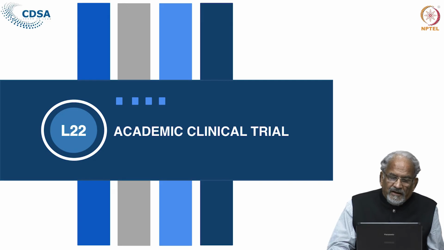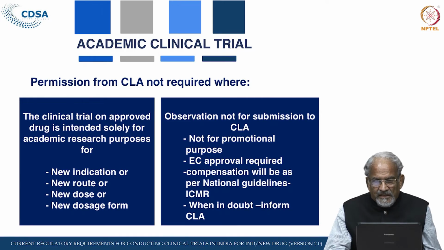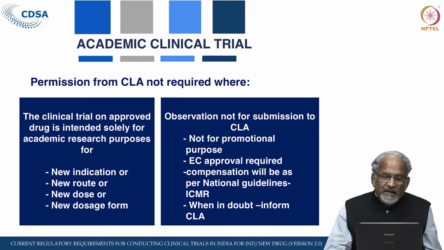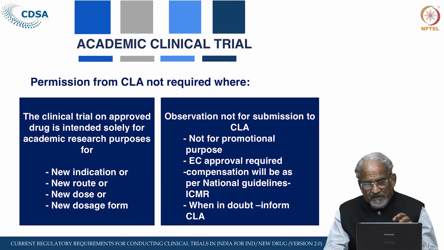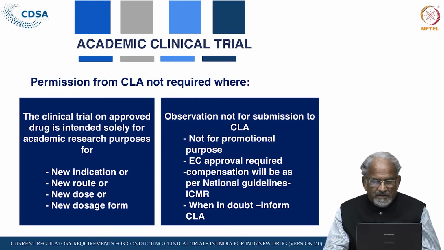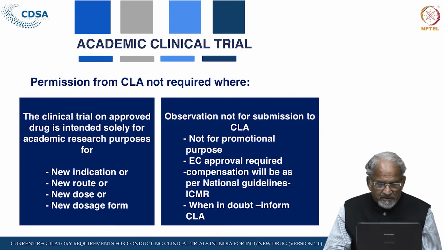Now, for academic clinical trial, the clinical trial on an approved drug is intended solely for academic research purpose, that is called an academic trial. In this case, permission from the Central Licensing Authority is not required, and this is usually for a new indication, maybe for a new route, or for a new dose or dosage form. This will become academic. The important thing is the observation is not meant for submission to the central licensing authority and not for promotional purpose.